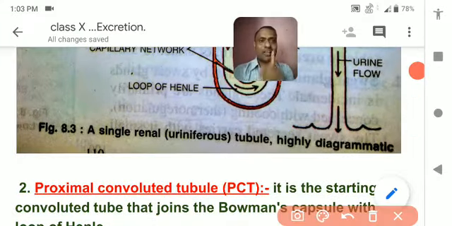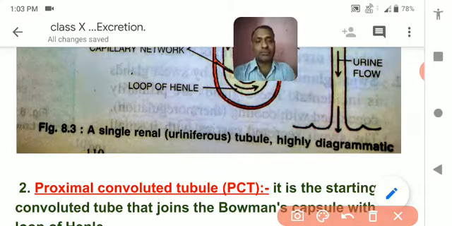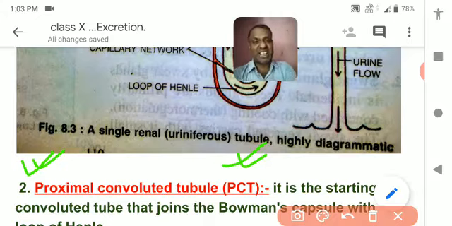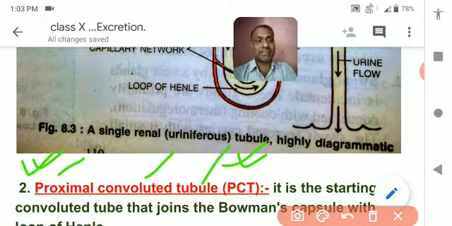Next, come to the next topic, that is PCT. We have covered one topic, the Bowman's capsule or Malpighian capsule. Now comes the PCT, or proximal convoluted tubule. Proximal means starting, convoluted means bended, tubule means tube. A starting bended tube, which you have seen in the drawing.